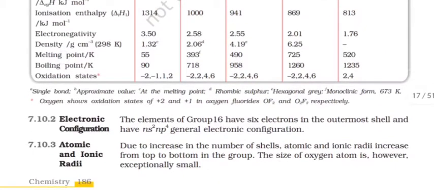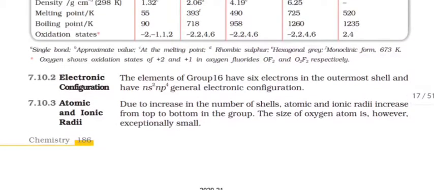Electronic configuration: the elements of group 16 have 6 electrons in the outermost shell and have ns2 np4 general configuration. Atomic and ionic radii: due to increase in the number of shells, atomic and ionic radii increase from top to bottom in the group. The size of the oxygen atom is, however, exceptionally small.